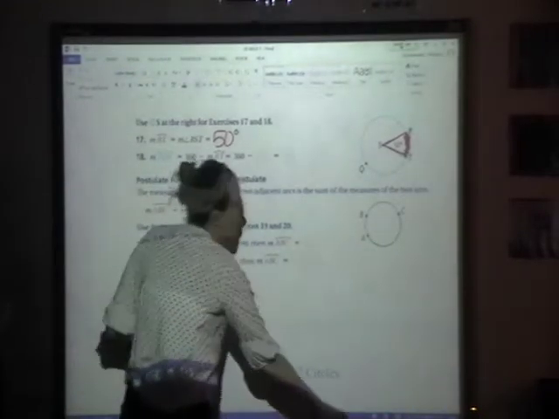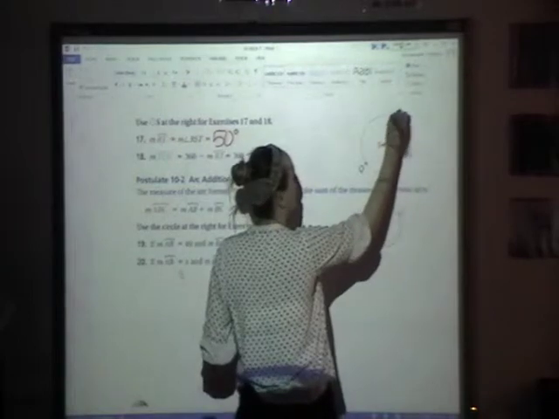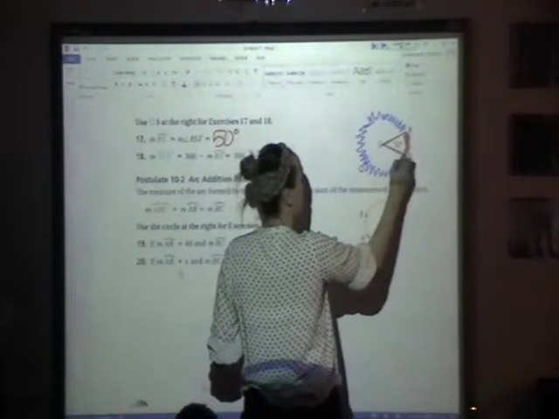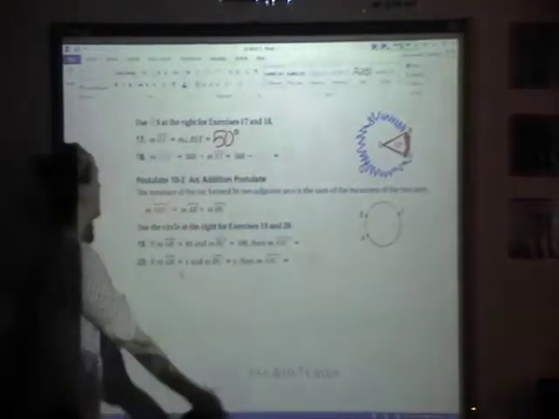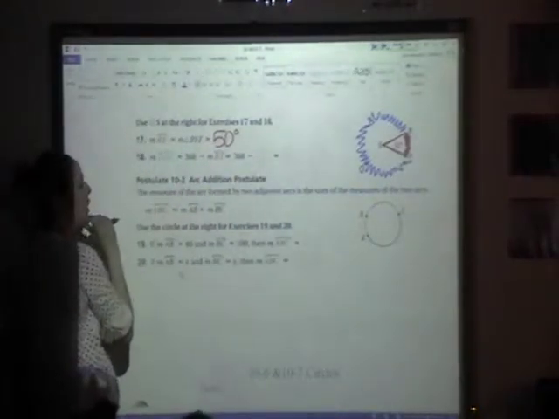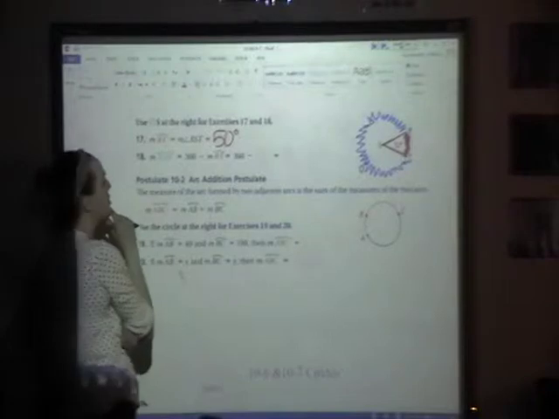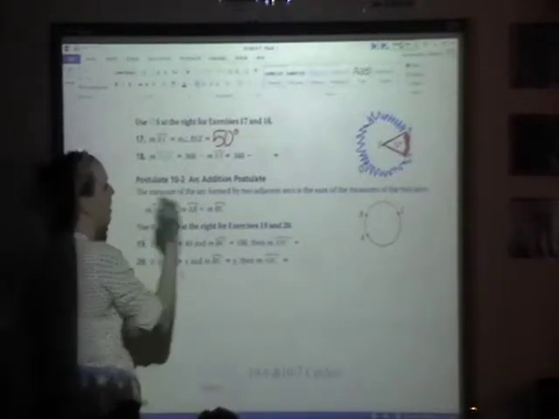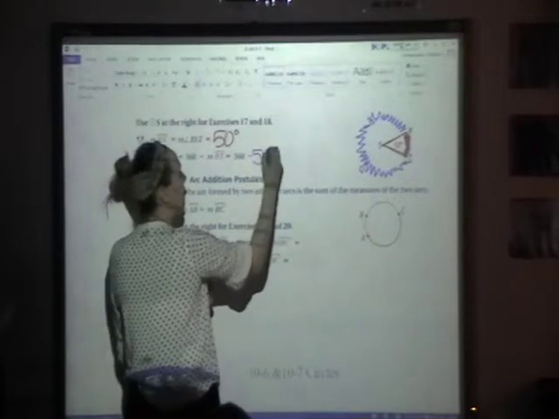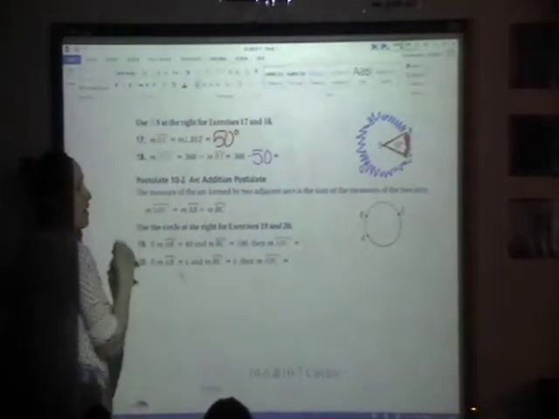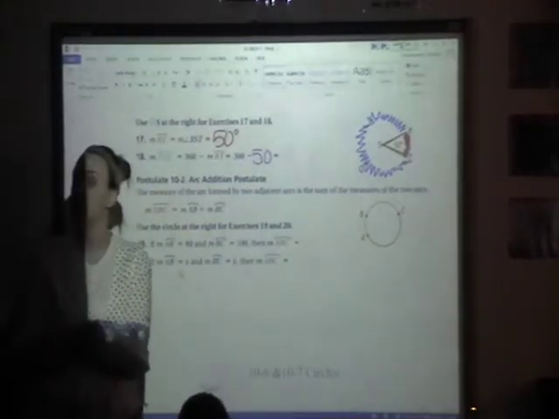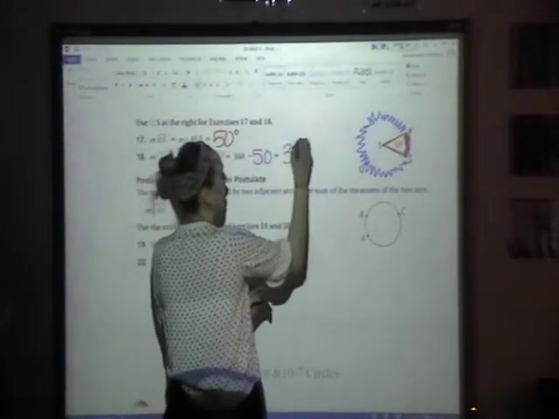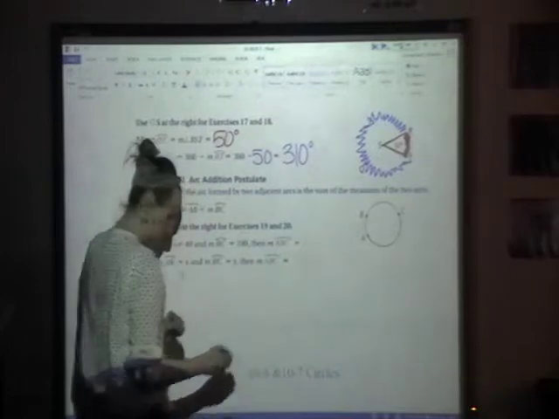Now to find my major arc, the leftover stuff, you subtract it from 360. So it says to find the arc TQR, it is equal to 360 minus the measure of my arc RT. We said that the measure of arc RT was 50. So we're going to subtract 50 from 360. So 360 minus 50 is 310 degrees.